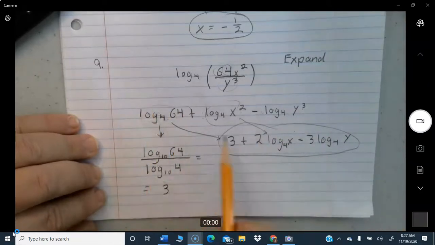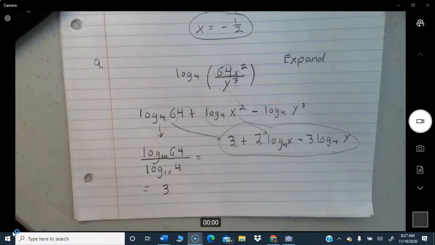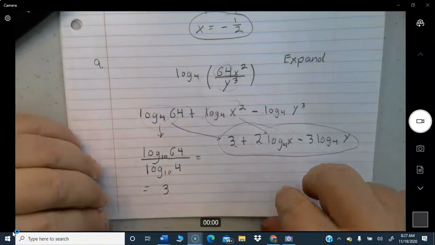If you didn't do this simplification to that, I'd still give you credit for it, as long as you did the rest of this. That's what expanding means. You stretch it out, basically, is what you have to think of, okay? Stretch that out into a bunch of logs. All right, next.